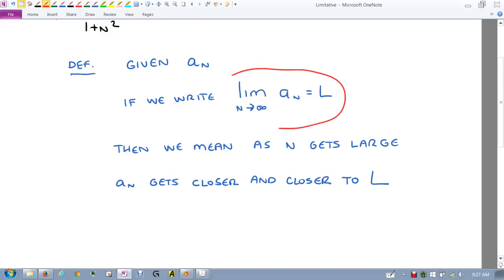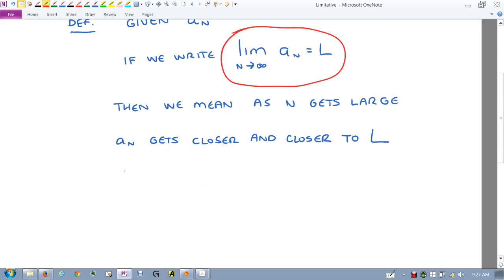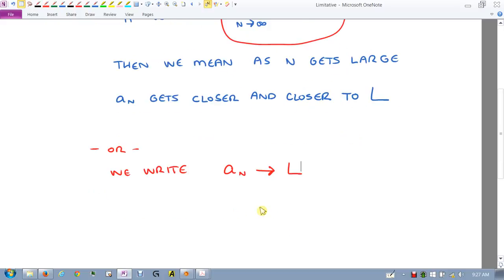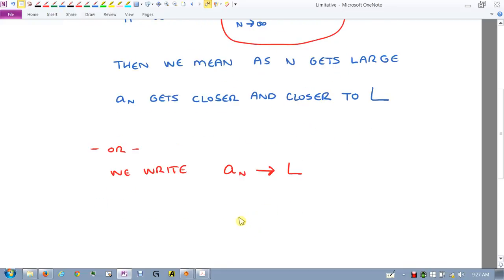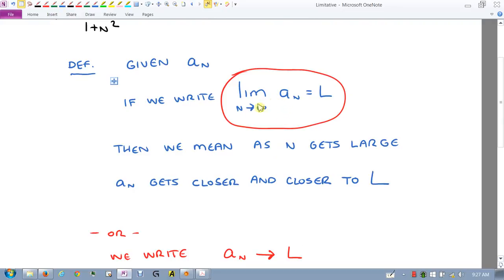This is the notation we use to say that that's what's happening, but there's an alternative notation. So another notation, we write a sub n arrow L. That's just a cleaner notation right there. What we mean by that is kind of what it says: a sub n is going towards L. That's the definition. Limit as n goes to infinity, this thing gets close to L. Well, that's what that little arrow between them means. So if you see this, just remember it means this.